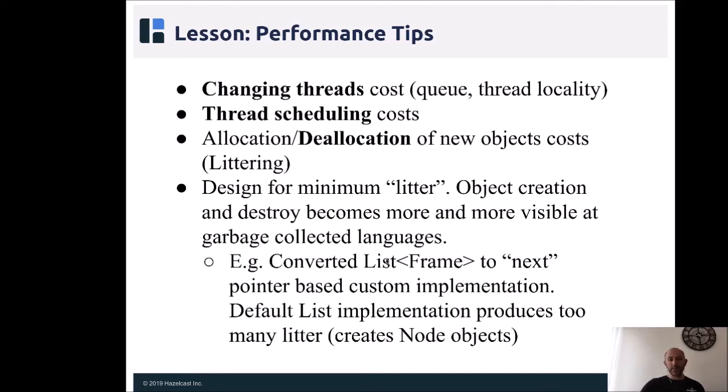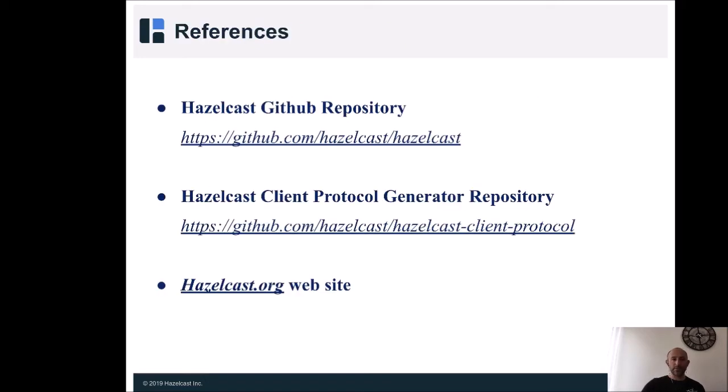And we had an example. In the first implementation, we used a simple language provided list of frames, and we observed that there were too many object creations, too much litter. So then we implemented the same list with a simple next pointer based implementation, a very simple implementation, which decreased the litter significantly, and it also increased the performance with this simple change.